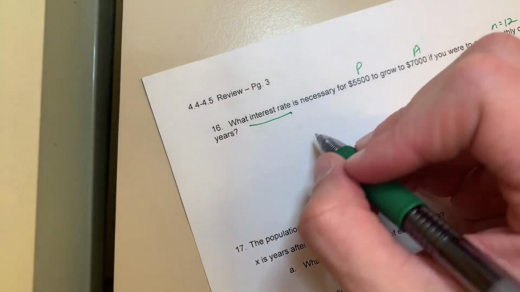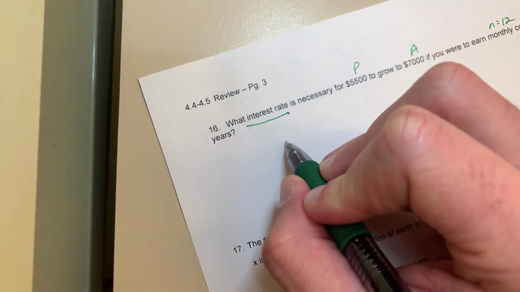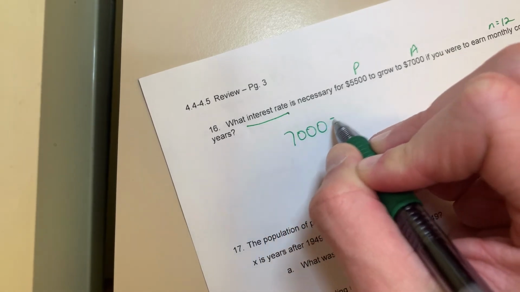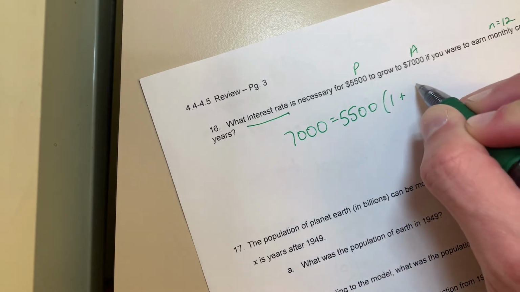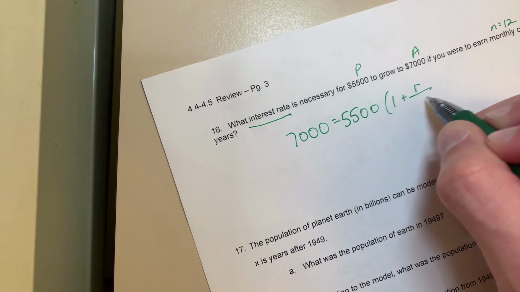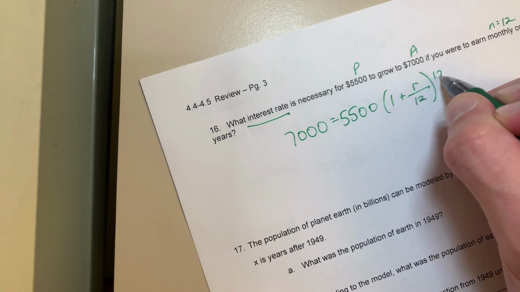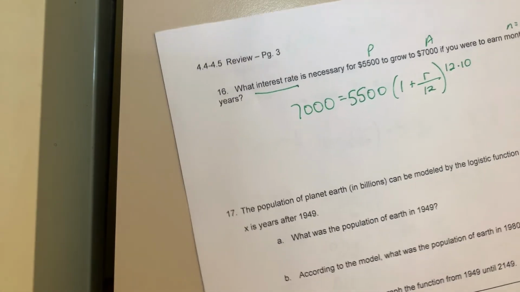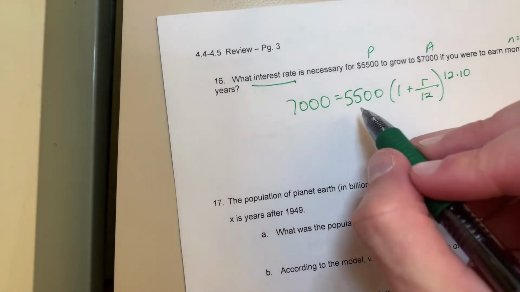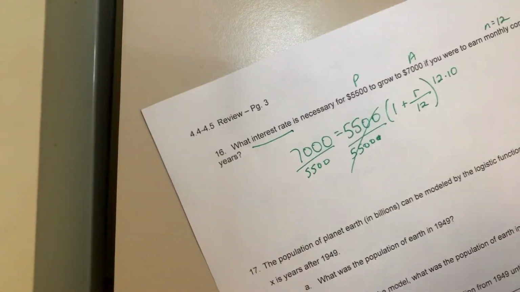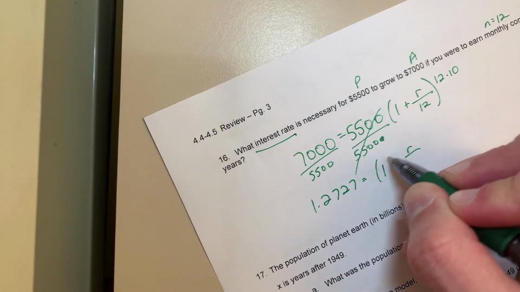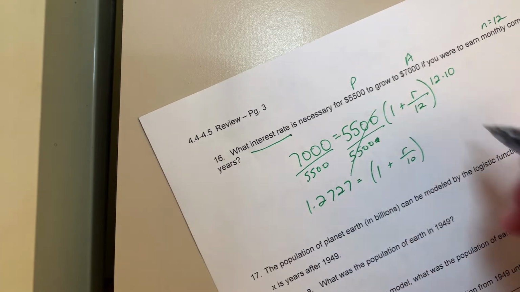So again, solving for r, solving for rate. Okay, so again, my first equation: 7,000 equals 5,500 times 1 plus, my rate is unknown, my n is 12, 12 times 10 years. Okay, so then again, doing this, I can divide by my coefficient. So 7,000 divided by 5,500, 1.2727 repeating.